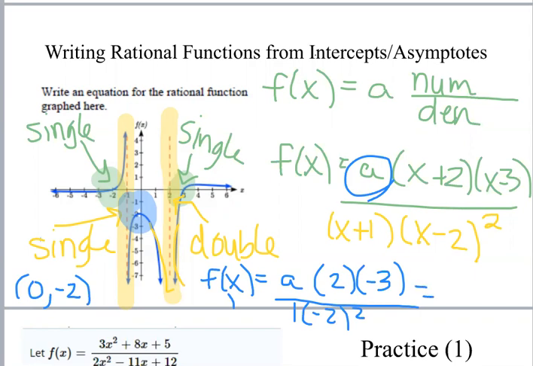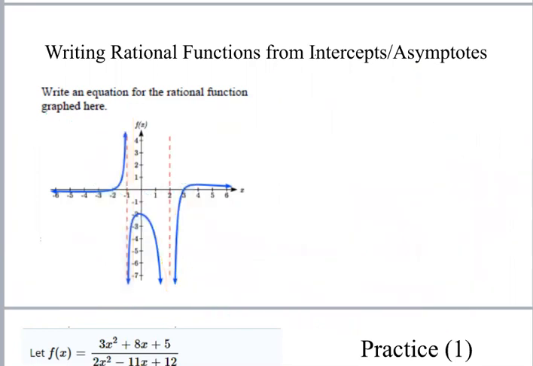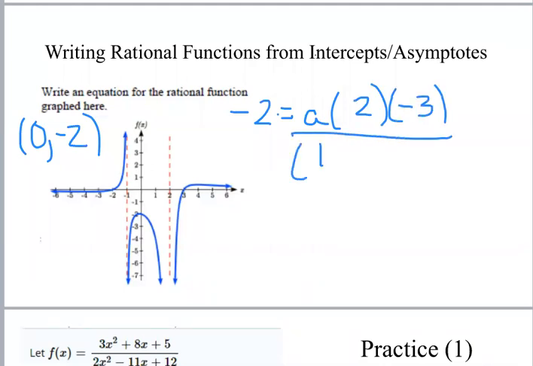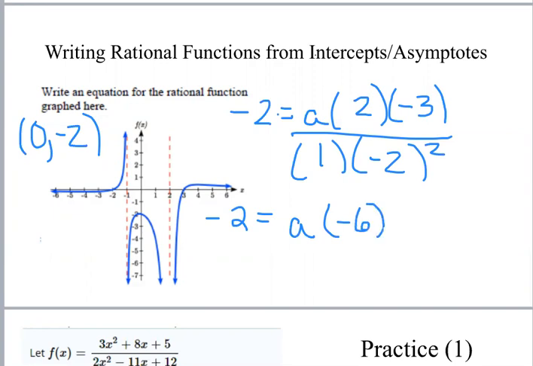So that leaves us with one of the 2's cancels. So we're left with -6 over 4a. I ran out of space here. Hold on a second. All right, let me come up here. So I've got this point 0, -2. So I'm going to do -2 equals a. And then I'm zeroing out all of my x's. So I have 2, -3, 1, -2 squared. All right, so what that leaves me with is -2 equals a, -6 over 4. And then that, with a little bit of algebra, gives me 4/3 as my a value.